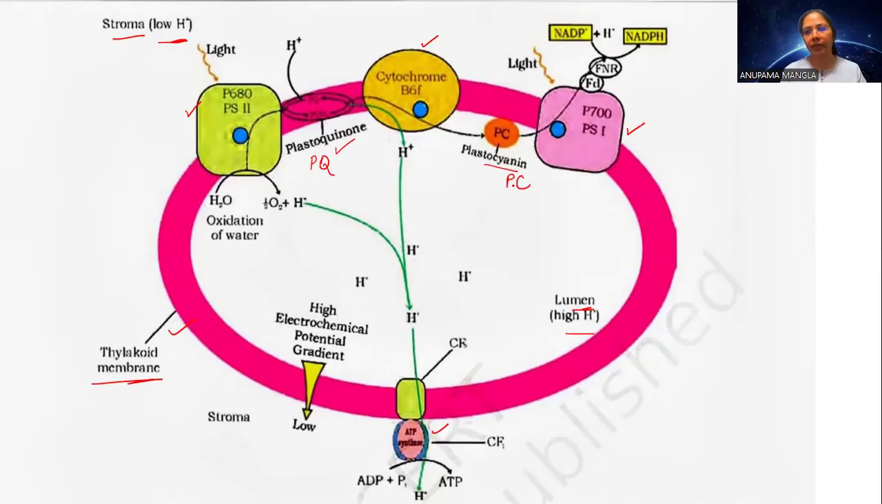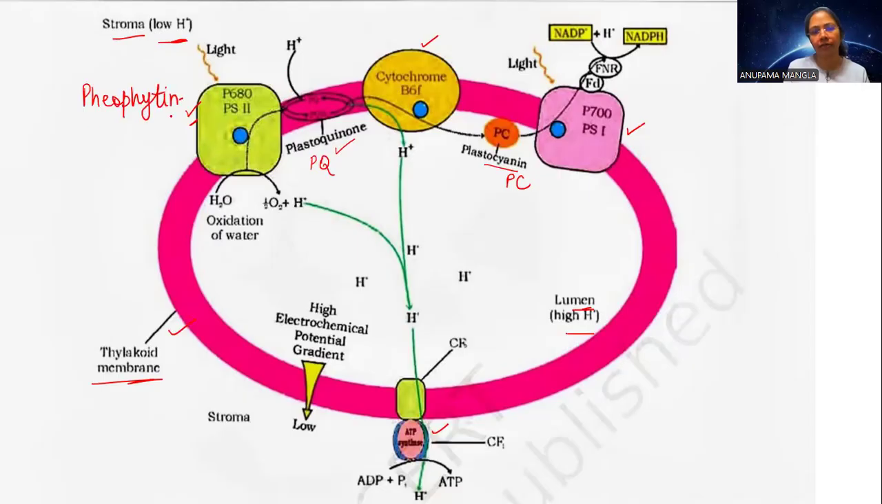Now let's understand how the electron transport will happen during non-cyclic photophosphorylation and how the protons are getting accumulated in the lumen and how they are getting deficient in the stroma. So we'll start from photosystem 2. It is located towards the inner side of the thylakoid membrane. When light energy falls over it in the form of photons, the electrons from the reaction center get excited, and those electrons are accepted by the primary electron acceptor, which is pheophytin.